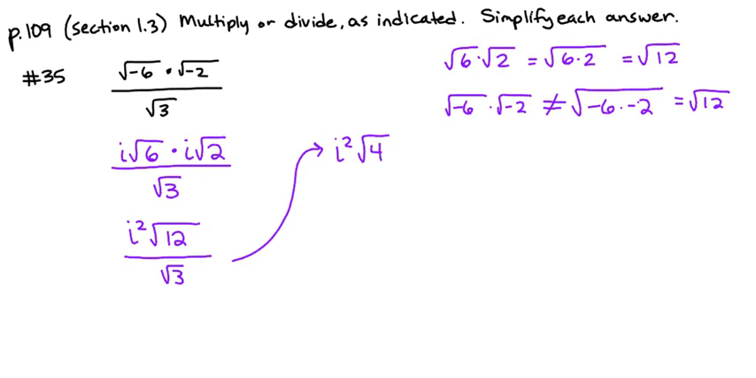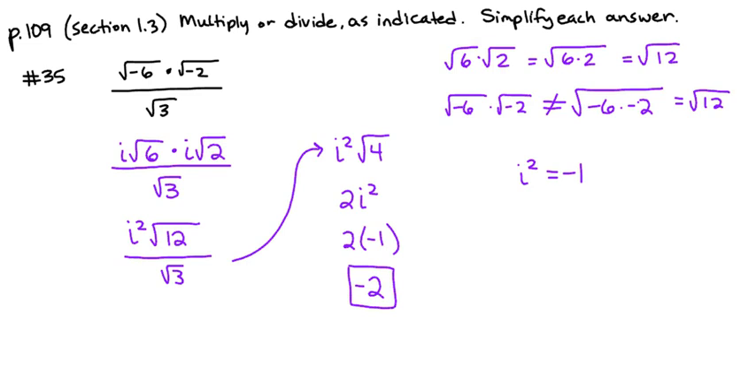Square root 4 is 2, so now we have 2i squared, and i squared, remember, is -1. So we have 2 times -1, so our answer is -2.